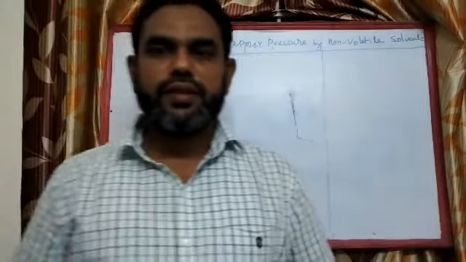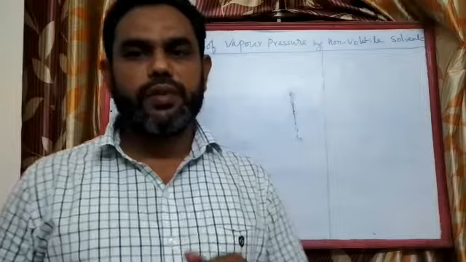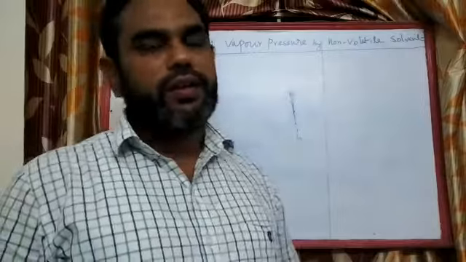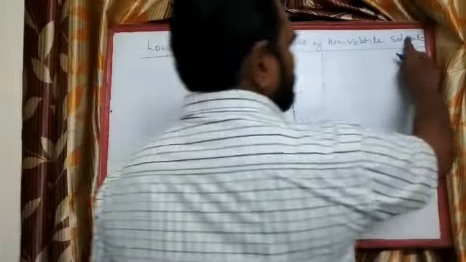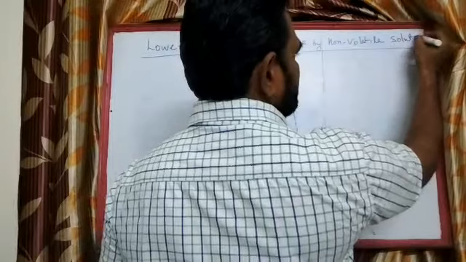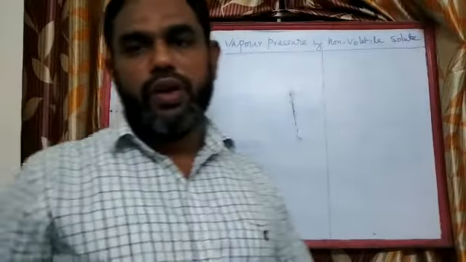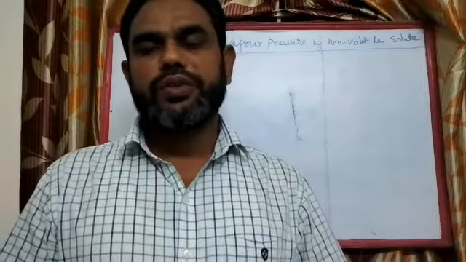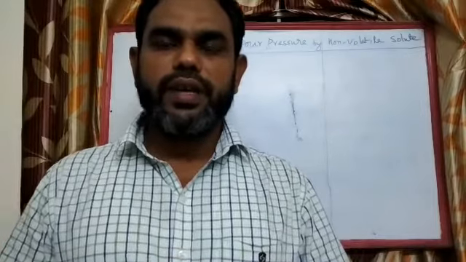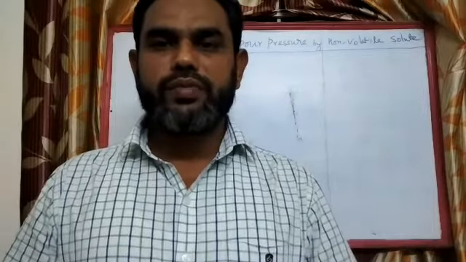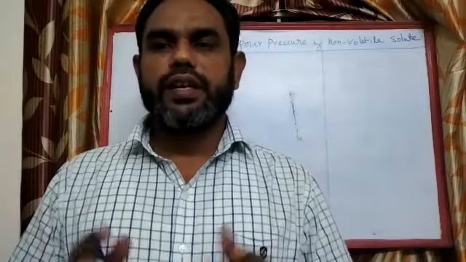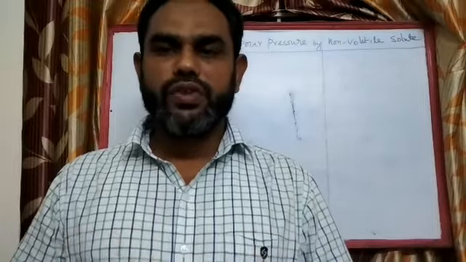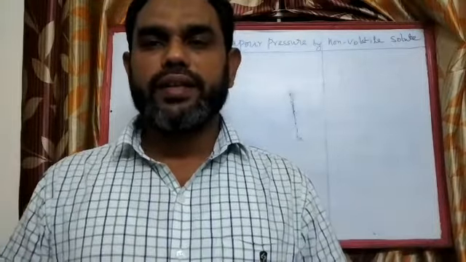Dear students, in this session, let us discuss lowering of vapor pressure by a non-volatile solute. Lowering of vapor pressure of a solution by a non-volatile solute is a colligative property. A colligative property is one which depends on the number of moles of a solute dissolved in a solution and not on the nature of the solute.